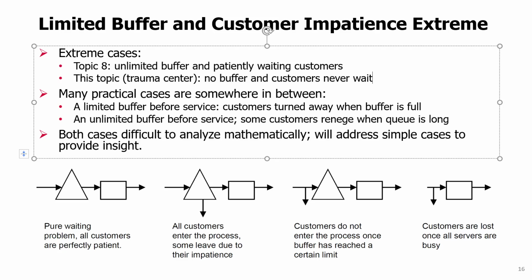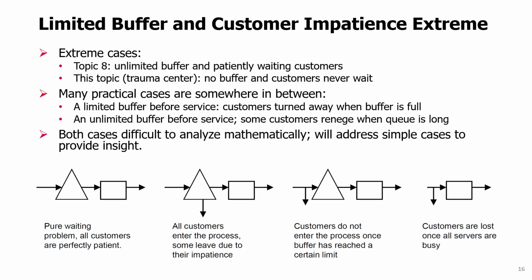Many practical cases exist in between where you could have some limited buffer and the demand is lost only if the buffer is full, not only when the servers are occupied. And we can also have unlimited buffer, but maybe customers are impatient and some of them renege when the queue is long or when the waiting time is too long. So you see those cases, the extreme cases here, right?